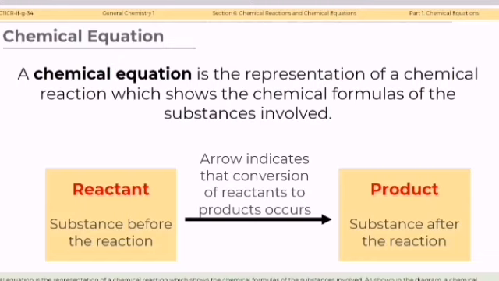In writing a chemical equation, reactants are on the left side, while products are on the right side. The reactants and products are separated by an arrow whose head is pointed toward the product, indicating the conversion of reactants to products.